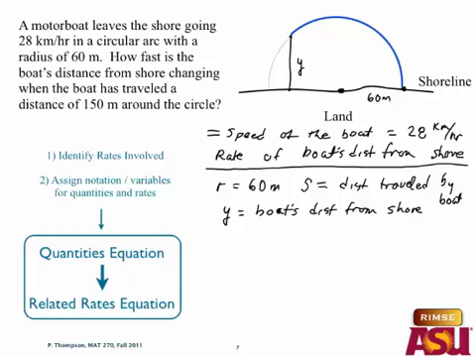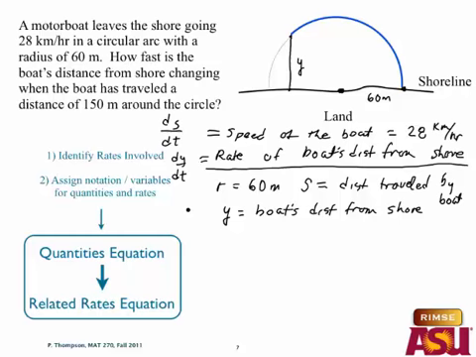Some people are saying ds dt. Isn't that ds dt? Because the distance traveled by the boat, how fast that's changing is the speed of the boat. So the rate around the arc, ds dt, is 28 kilometers per hour. What about the rate of the boat's distance from shore? That's dy dt, because the distance from shore is y, so the rate of change of that is dy dt. Everyone tracking? Does it make sense?